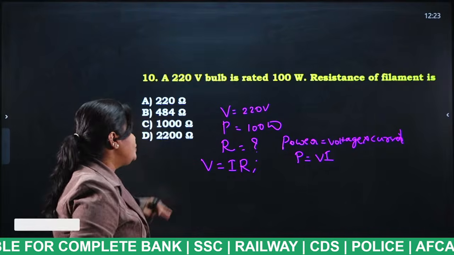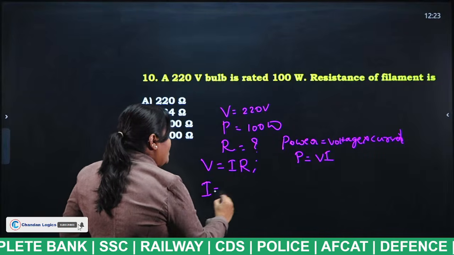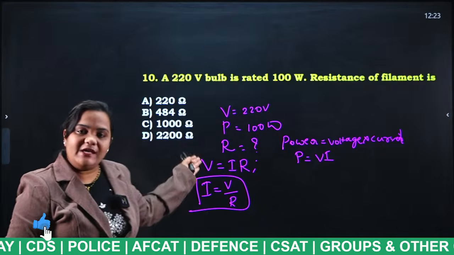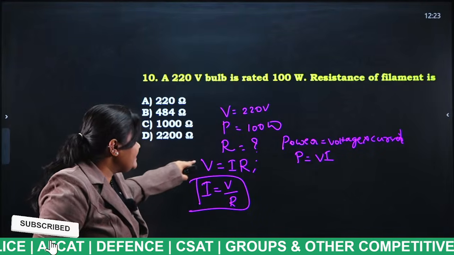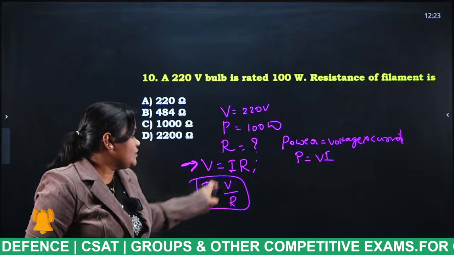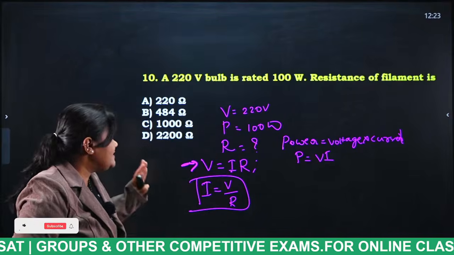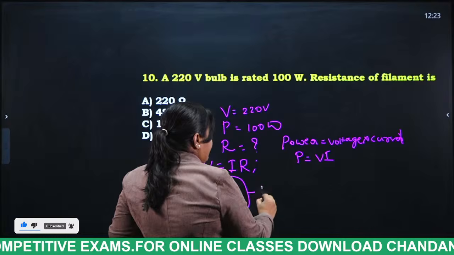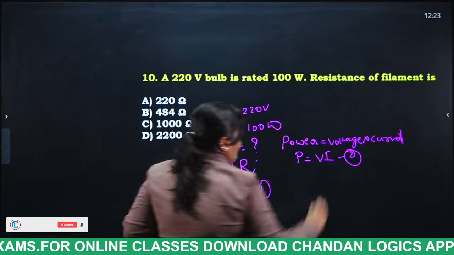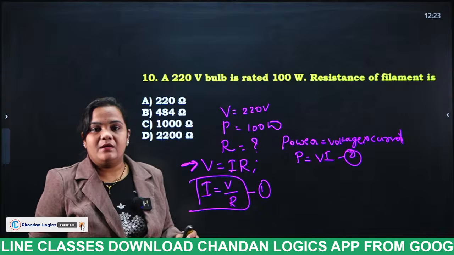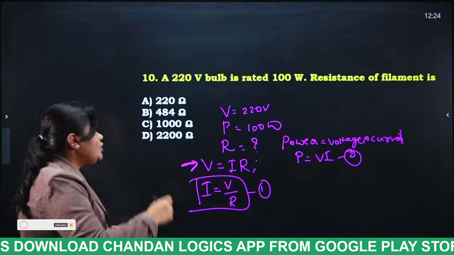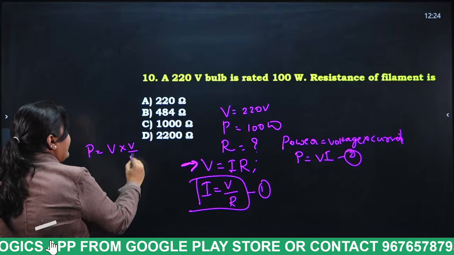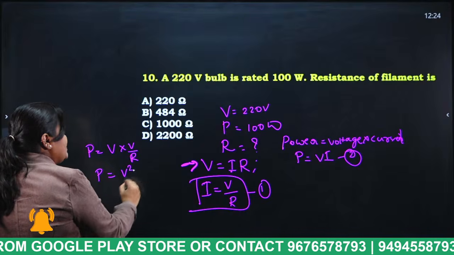Now we have to substitute. What will you get, students? I is equal to V by R. From Ohm's law, we know that V is equal to IR, right? And from this formula, we will get I is equal to V by R. Substitute this I in this. So this is equation number 1 and this is equation number 2. We all know that power is nothing but voltage into current. Now substitute 1 into it, so what will you get? P is equal to V into V by R. That is nothing but P is equal to V square by R, students.